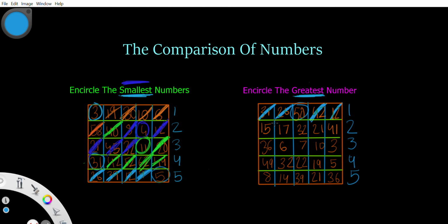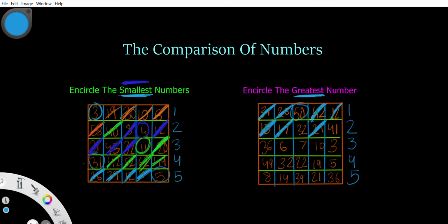For the second row, we'll look at these five numbers and determine which is the greatest number. We know that 15 is smaller than 17, so let's cross 15 out. And we know that 32 is greater than 17, so let's cross that out because 17 is not the greatest, and we already have a number that's greater than 17. And we know that 32 is greater than 21, so we're going to cross 21 out because we already have a number that's bigger than 21.